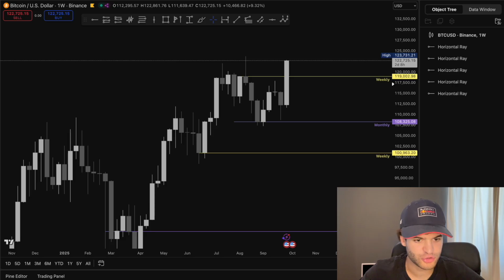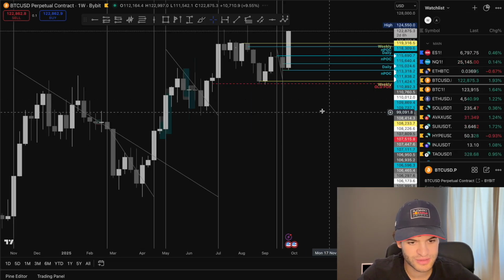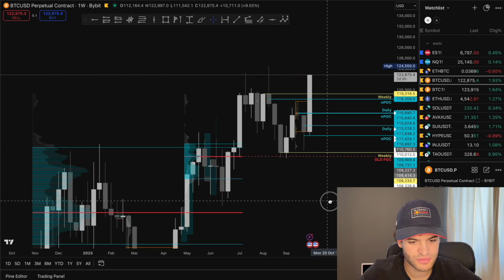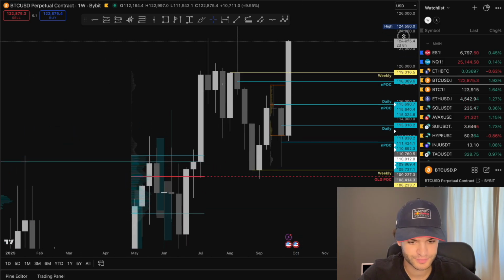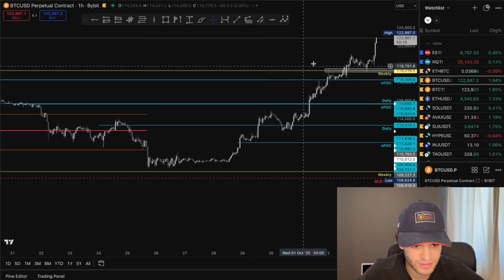Then one thing I want to show you, because I actually traded this weekly level, I'm just going to show you on my actual Bybit chart, is the weekly that we had right here at 119,316, in order to show you how well respected these levels are. And because I actually traded this the other day.